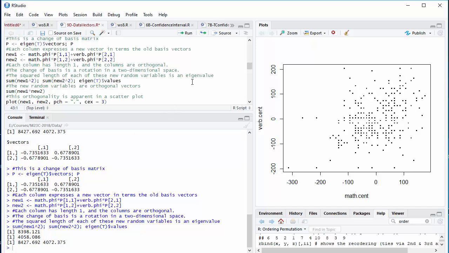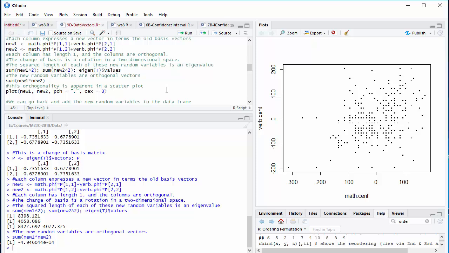Each of my new random variables is an eigenvalue, and I can check that by taking the sum of the squares in nu1 and the sum of the squares in nu2 and reminding myself what the eigenvalues were. The results are not exactly the same. This is again a problem with dividing by n minus 1. Not a big deal.